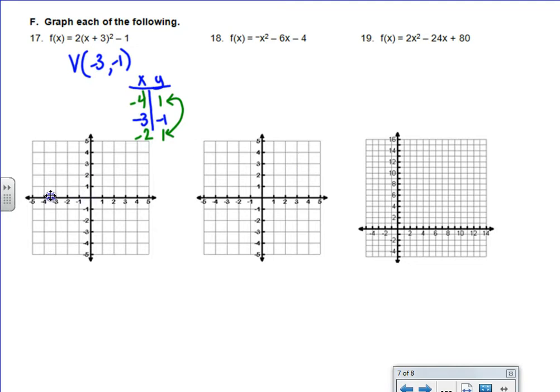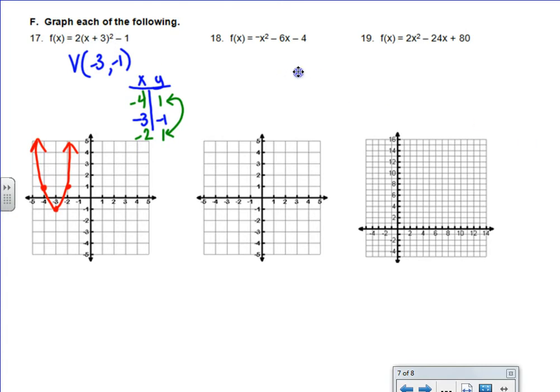And let's plot our points. So (-4, 1), (-3, -1), and (-2, 1). And sure enough, I've got a fairly skinny parabola. I mean, it's not super skinny, but it's got a vertex at (-3, -1). It's opening up because the a value is positive. I think we're good to go.